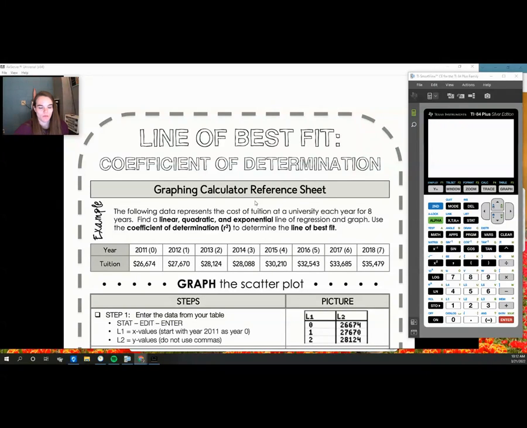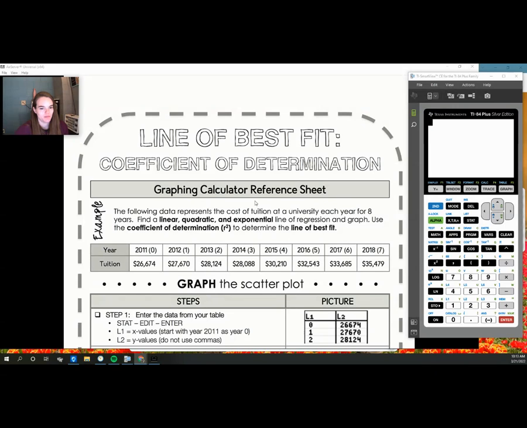All right, guys. In this video, we are going to talk about the calculator steps involved with finding the line of best fit and the coefficient of determination, which is r squared. In the last lesson, we did it for linear. We're going to talk about linear, quadratic, and exponential.